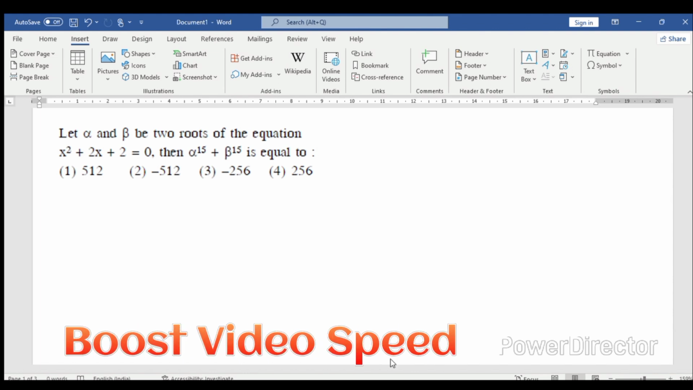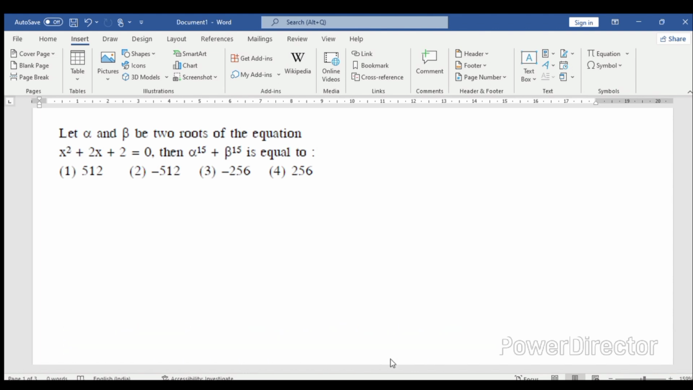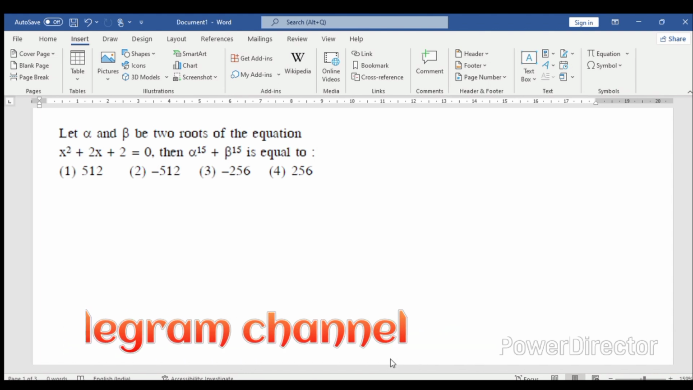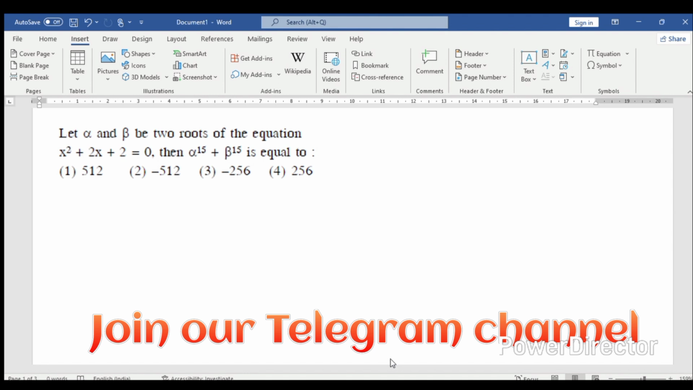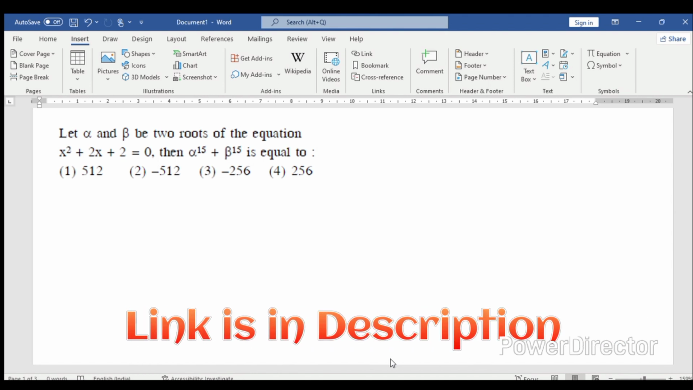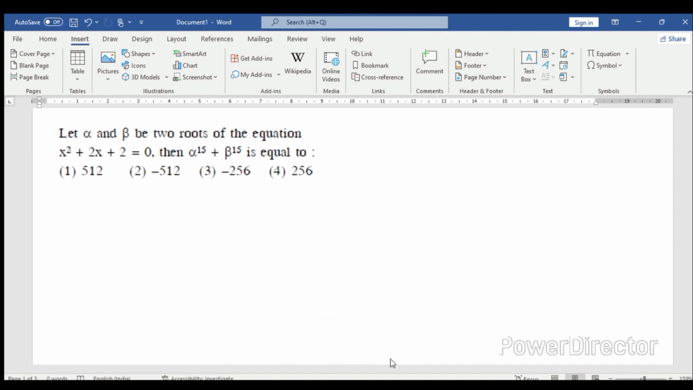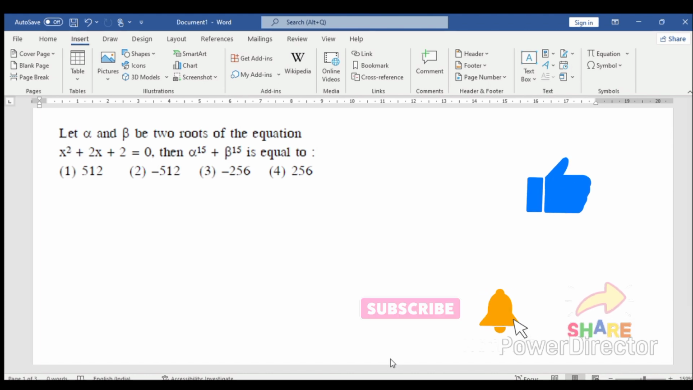Friends, today we will discuss a previous year question of IIT JEE. This is a mathematics question, so let's see how to solve this. First of all, it is given that alpha and beta are two roots of the equation x square plus 2x plus 2 is equal to 0. Then what is the value of alpha power 15 plus beta power 15? Okay, so let's do this.